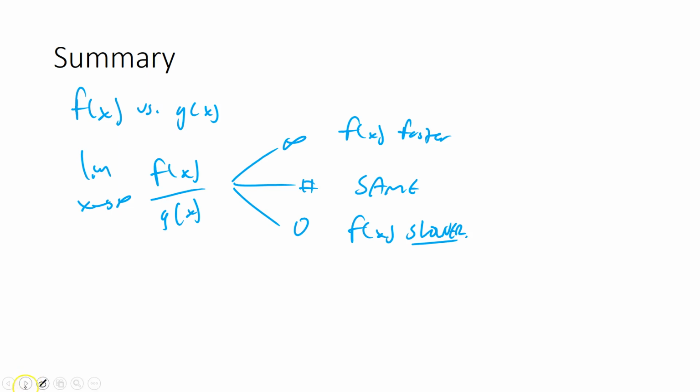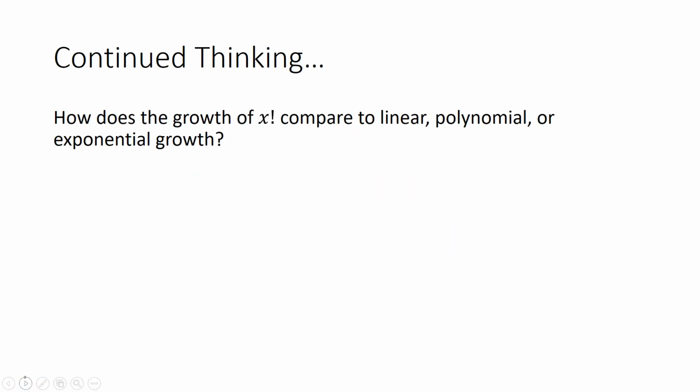So now I want to end with a little bit of continued thinking. We're going to use this a lot more in Chapter 9, but this idea of x factorial, it's going to come up a ton in Chapter 9. And it's interesting to kind of compare a linear, a polynomial, x to the n power, exponential, so like a to the x power, and x factorial, right? A natural log x we know is kind of on the bottom of the barrel. So this is kind of the order that they grow faster.